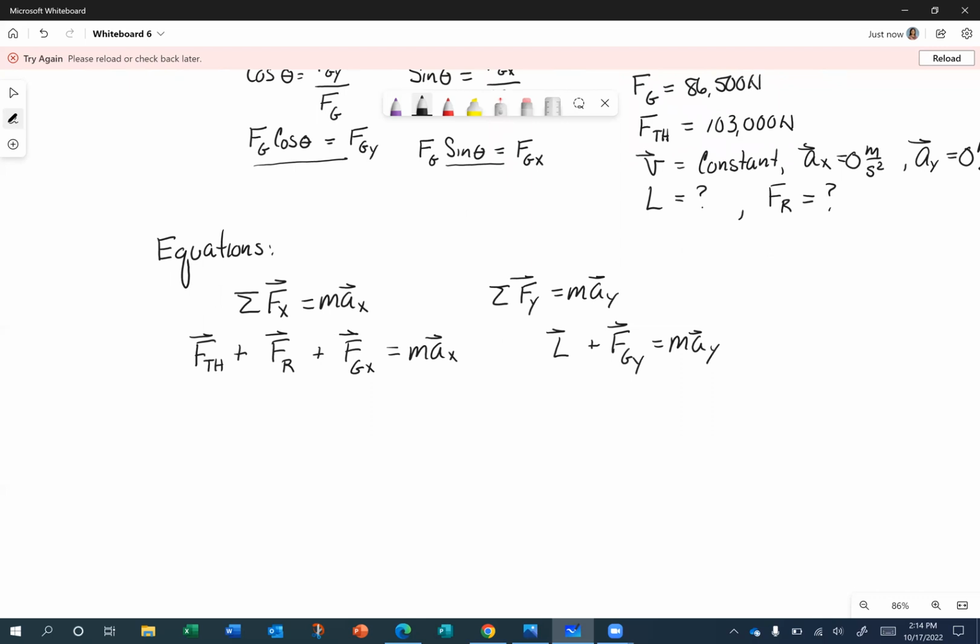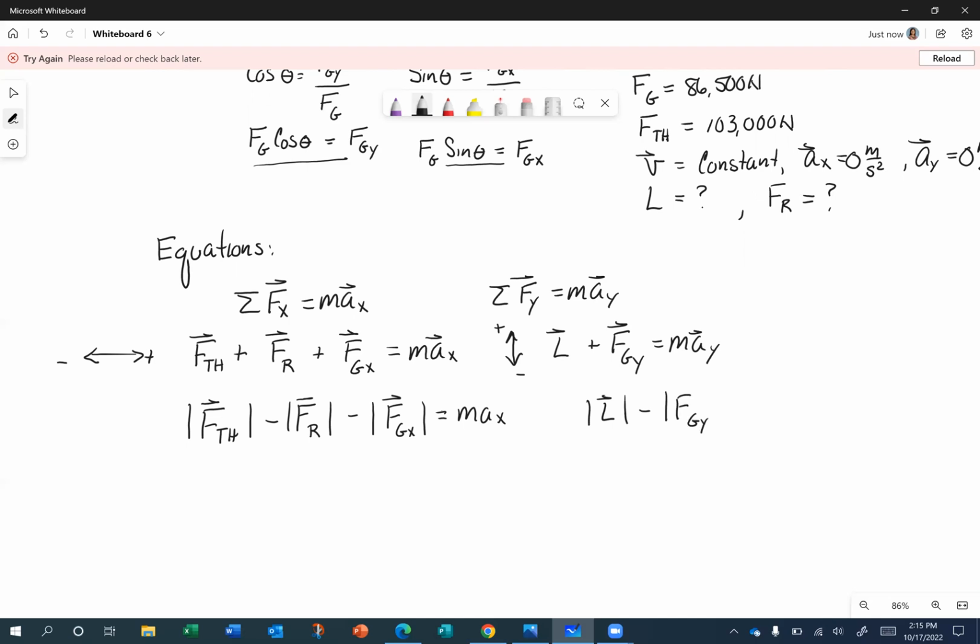Writing them with magnitude only, taking anything to the right positive, to the left negative, anything up positive, and down negative, I would have the magnitude of the thrust force minus the magnitude of the air resistance minus the magnitude of the x component of weight equal to MAX. In the y direction, you'd have the magnitude of the lift force minus the magnitude of FGY equals MAY.